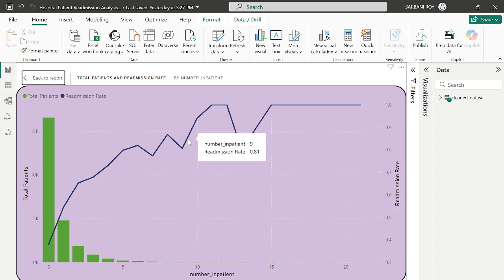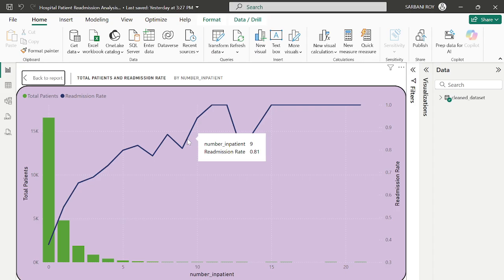The green bars show the total number of patients with each number of inpatient visits, and the blue line shows the readmission rate, that is the percentage of patients who were readmitted. Green is for the volume and blue is for the risk. This combination makes it easy to compare how many patients versus how risky they are.